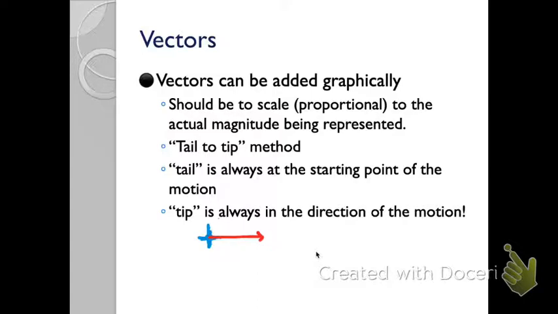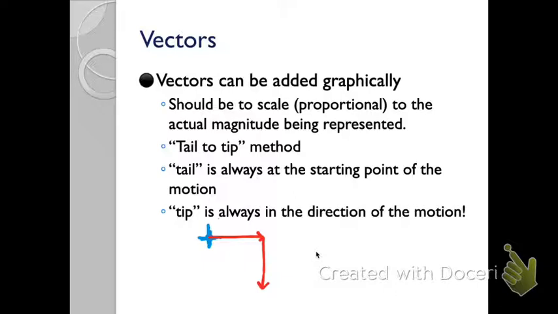And then from there, I went 8 meters south. So I don't draw another vector from the origin. I draw it tail to tip. So tail to tip, right? When we add them, we go one right after the other. Okay?